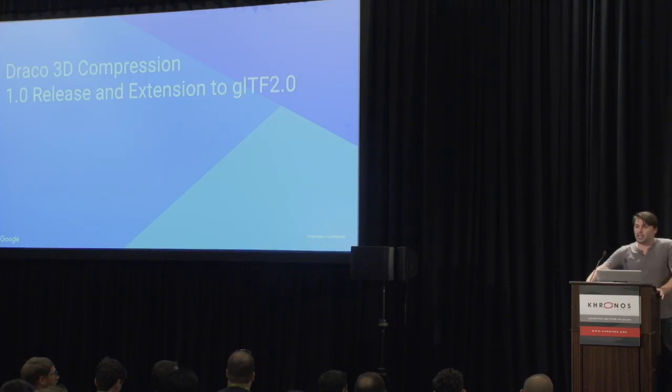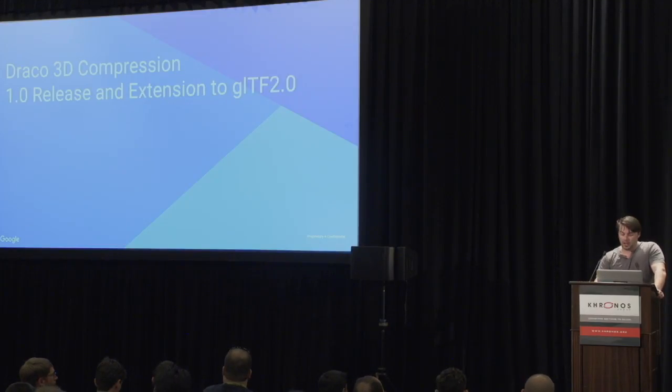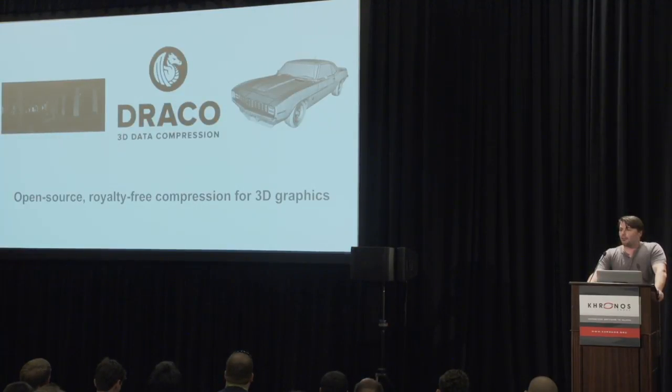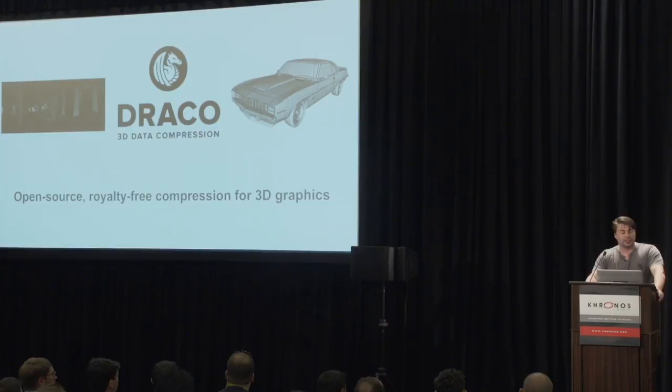Hey everybody, I'm Jameson. I'm with the Google Draco team, and I think we have some pretty cool stuff to talk about today. If you're not familiar with it, Draco is a mesh and point cloud compression library, completely open source, completely royalty free. So get out there and start using it.